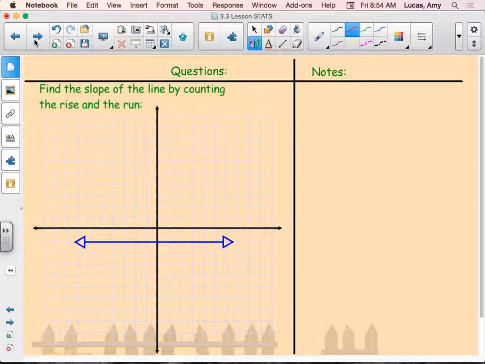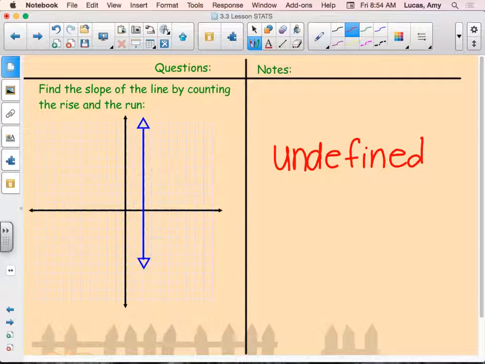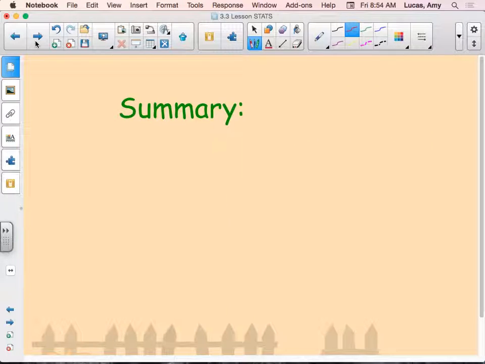This one is flat. It has no slope. My slope is 0. All horizontal lines have a slope of 0. This one is vertical, so it is undefined. It's too steep to even put a number on it. It's straight up and down, undefined.